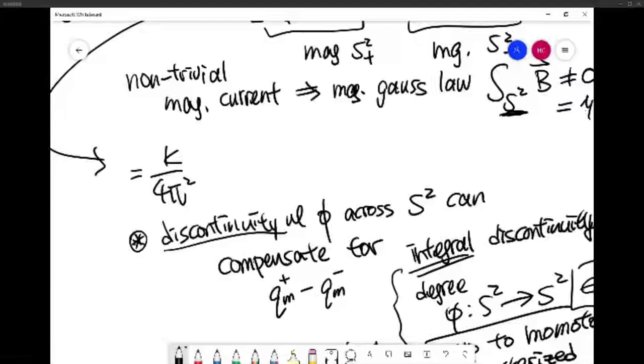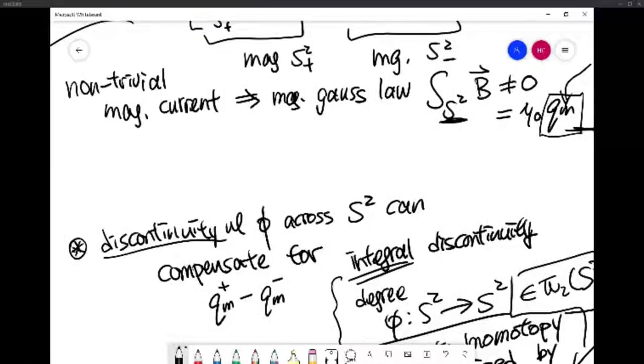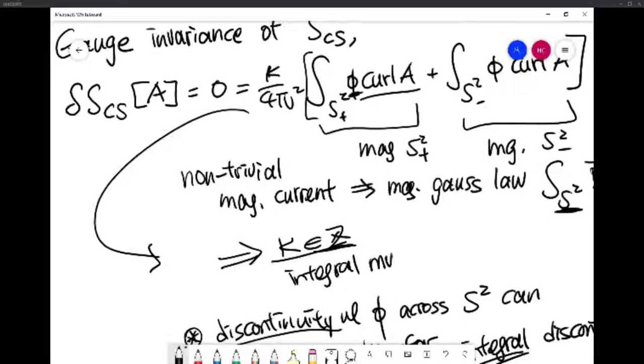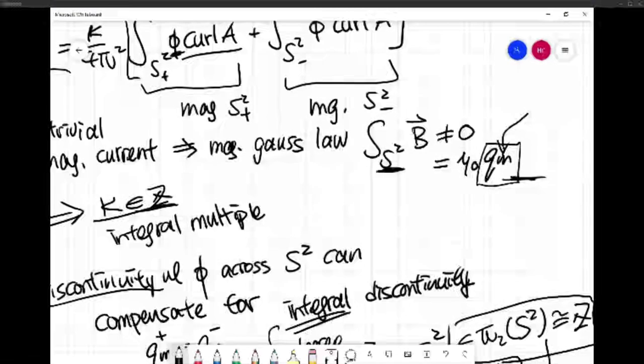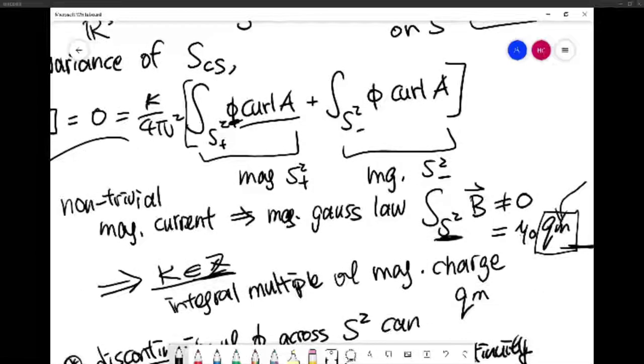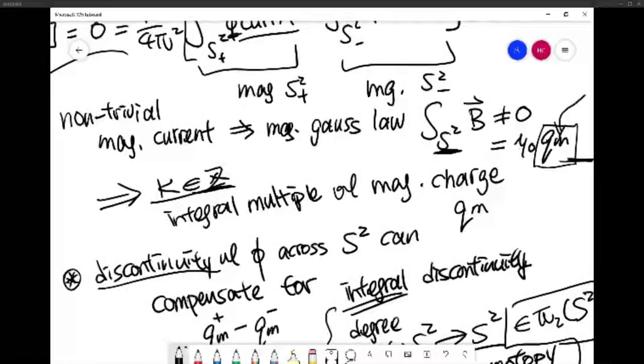And if we allow this discontinuity to compensate for the possible measurement of magnetic charges on different patches of this S2, then what this also implies is that K must be integral. This coupling constant has to be an integral multiple of the magnetic charge. So this gauge invariance condition forces the coupling constant in front of your term to be integral. Okay, yeah, this is true.